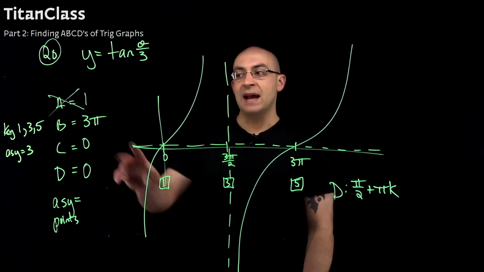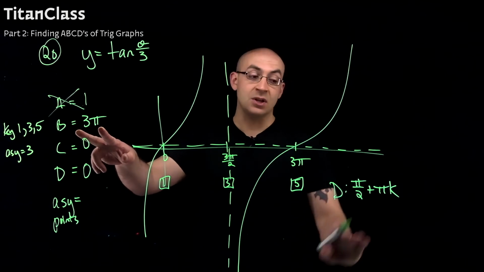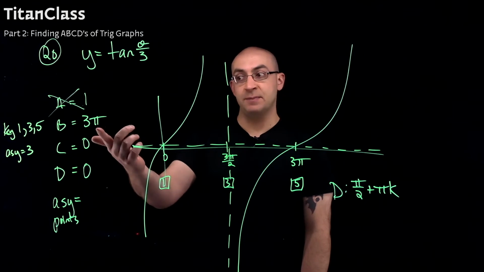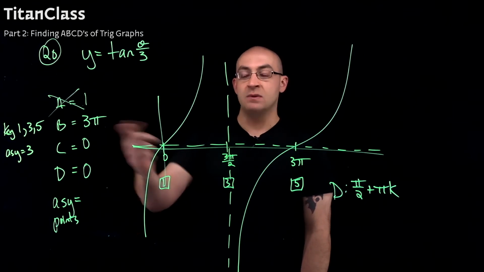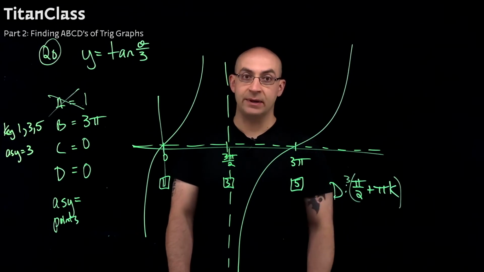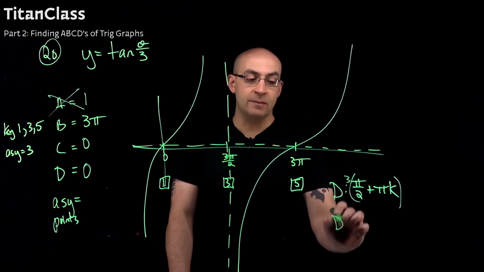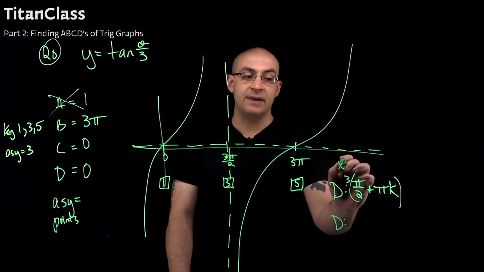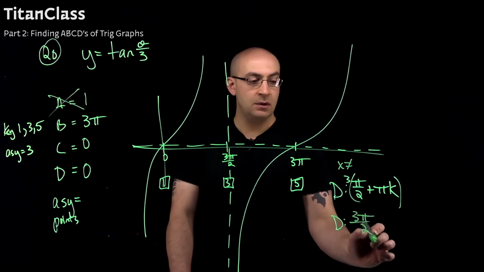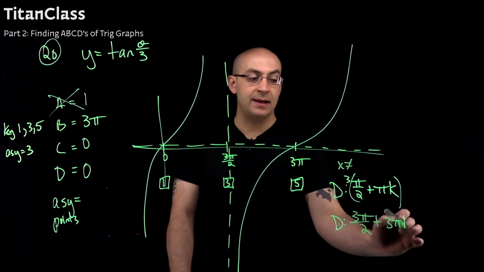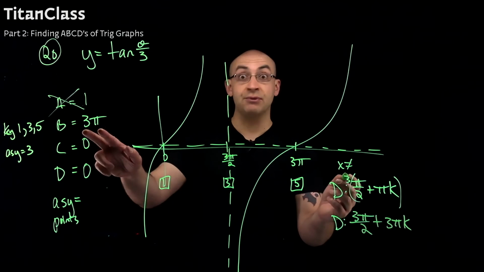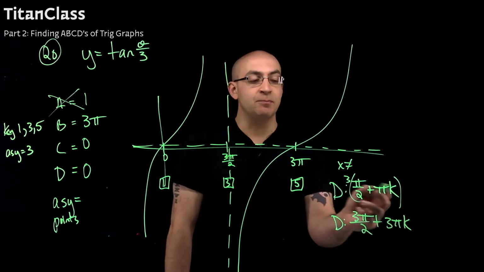Now, whatever we do to the period, we must also do to the domain. So what did we do to the base period? Well, the base period or the parent period was pi. We multiplied that by 3. We have to multiply this whole domain by 3 as well. So our new domain is going to be all excluded values, so x cannot be 3 pi over 2 plus 3 pi k. So really what we're doing is distributing that 3, the 3 that we made the pi into, to both of those terms.